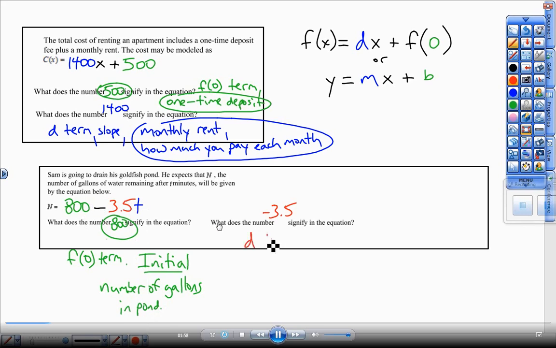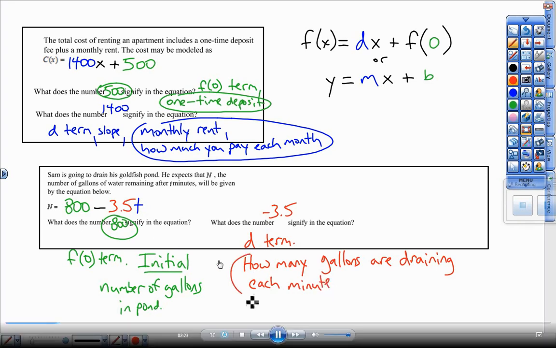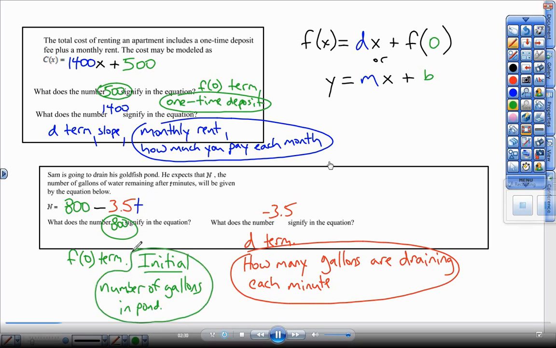Alright, the negative 3.5, that is your d term, or your slope, or your rate of change. This is arithmetic, there's no exponents. This represents how many gallons are draining each minute. 3.5 gallons every minute this pool is going down. So how many gallons are draining each minute? Or the rate of change, it's a constant rate of change, will be a straight line going in the negative direction. This is a positive rate of change, will be a straight line going up from left to right.